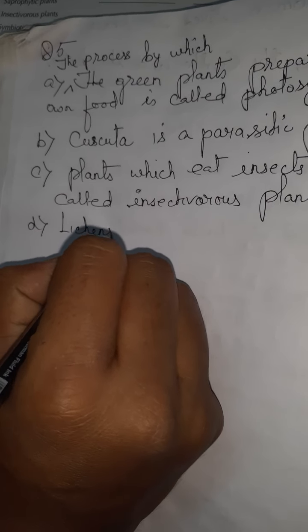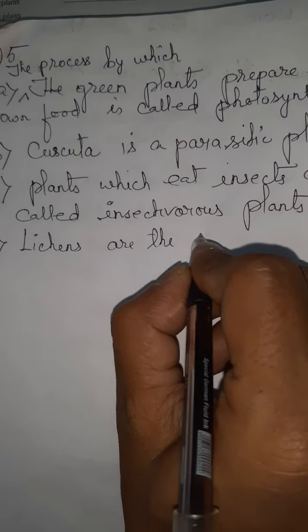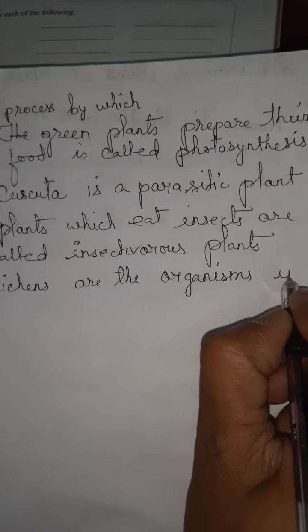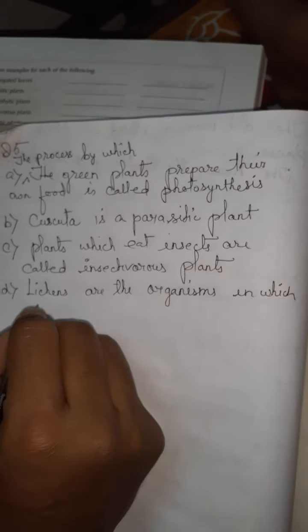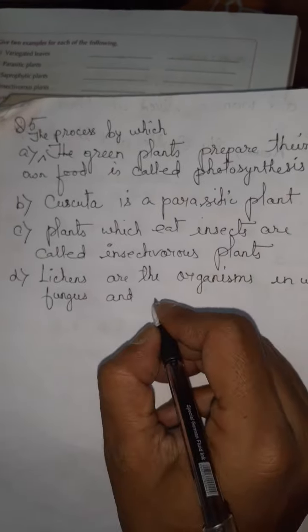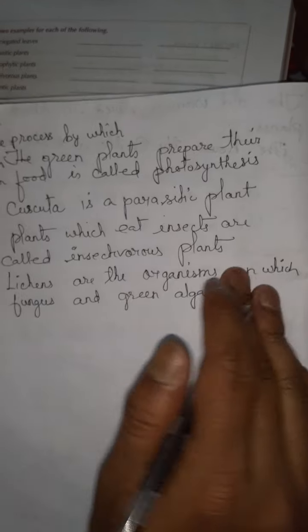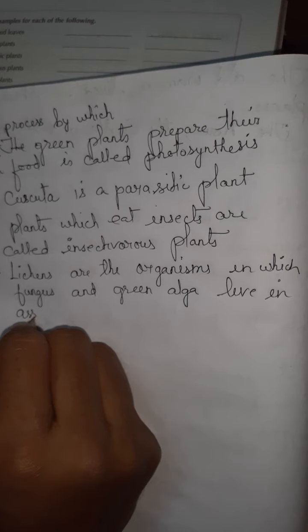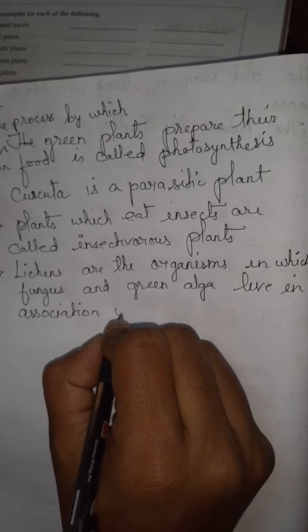Lichens are the organisms in which fungus and green alga live in association with each other.